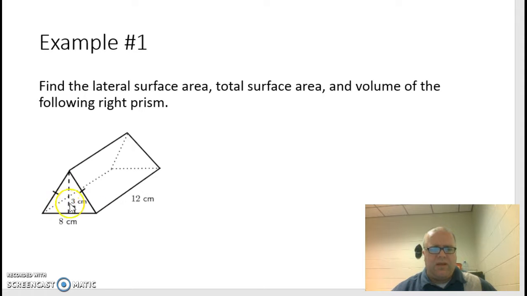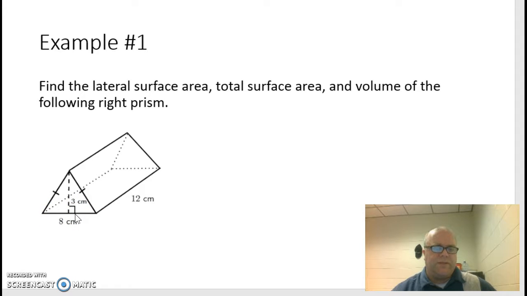Alright, so we're going to need to know a few things before we get started. We're going to need to know the area of the bases, and we're also going to need to know the perimeter of the bases. So looking at this, we have that triangle that's 8 centimeters wide and 3 centimeters tall. And we also know that it's an isosceles triangle.